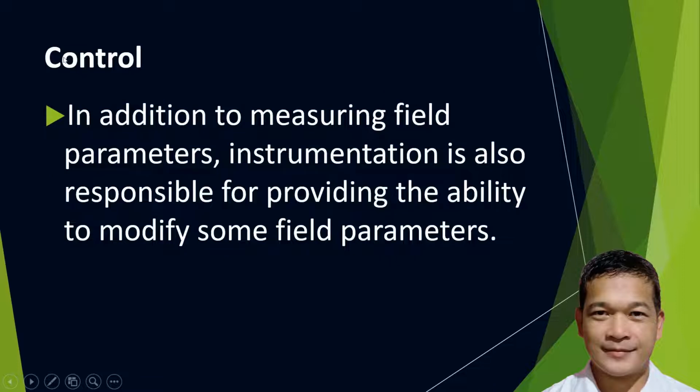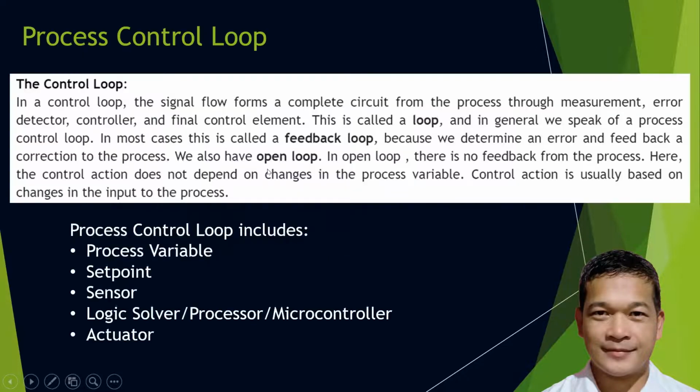So what is the control? In addition to measuring field parameters, instrumentation is also responsible for providing the ability to modify some field parameters. These are the explanation of the control loop. In a control loop, the signal flow forms a complete circuit, from the process through measurement, error detector, controller, and final control element. This is called a loop.